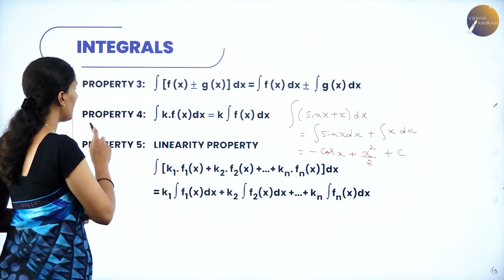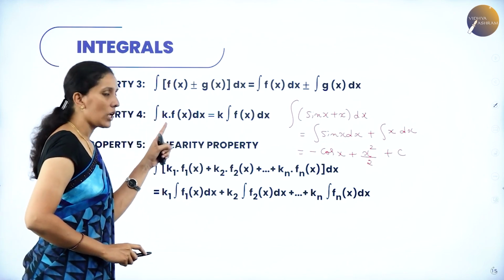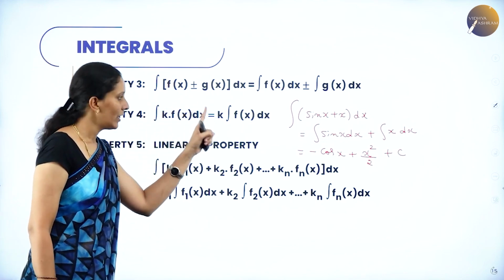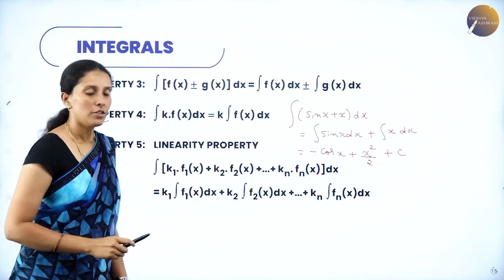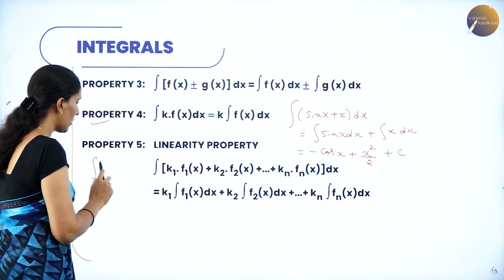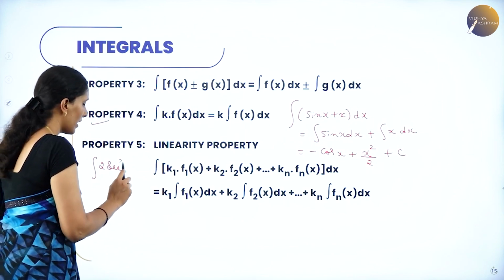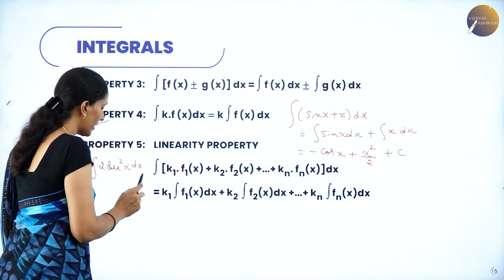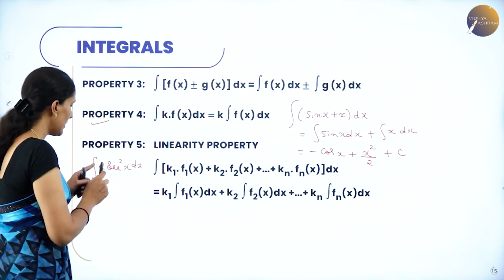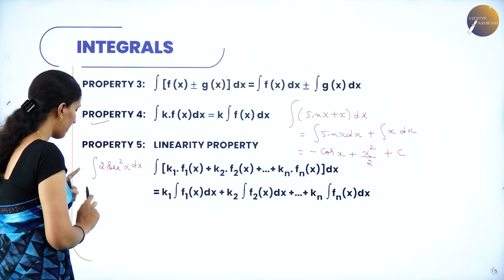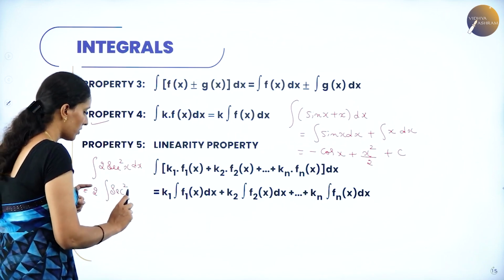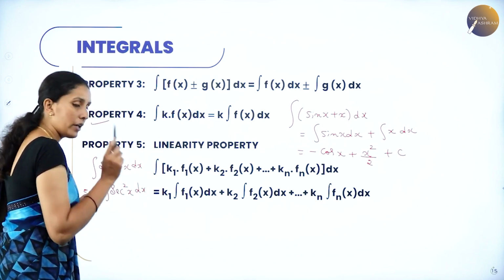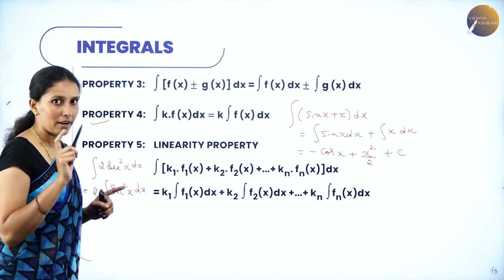Next, property number 4 says, whenever any constant is multiplied with the function, take the constant outside and integrate only the function. For example, suppose we have to find the integral of 2 secant square x dx. Since 2 is a constant multiplied with the function, take 2 outside and integrate only the given function. So, we know that the derivative of tan x is secant square x.